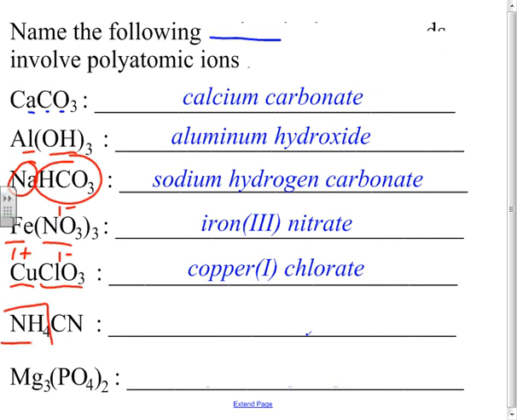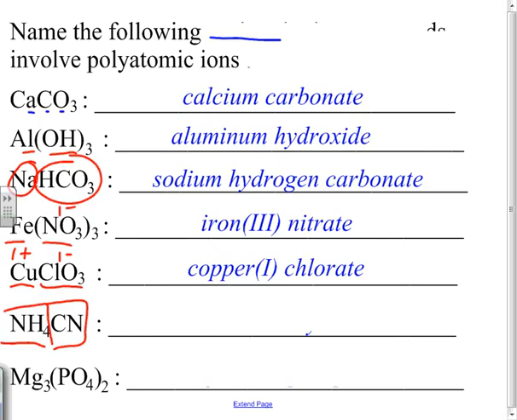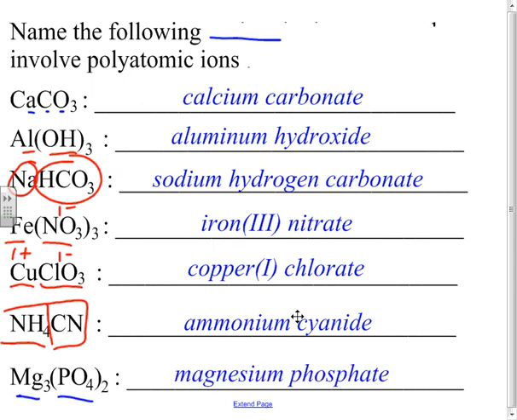The next one is made up of 2 polyatomic ions. This is the ammonium polyatomic ion. This is the cyanide polyatomic ion. So again, there's 1 positive polyatomic ion, the ammonium, and here's the cyanide polyatomic ion, and put them together makes the name of that compound ammonium cyanide. And the last one, we have a magnesium and a phosphate, and so that is magnesium phosphate.